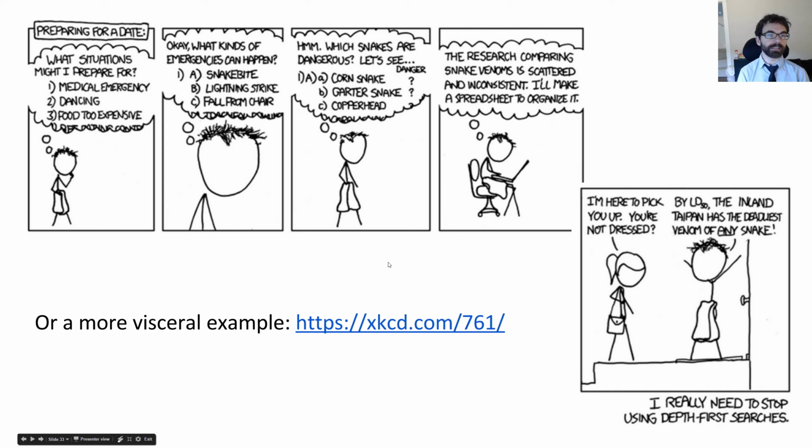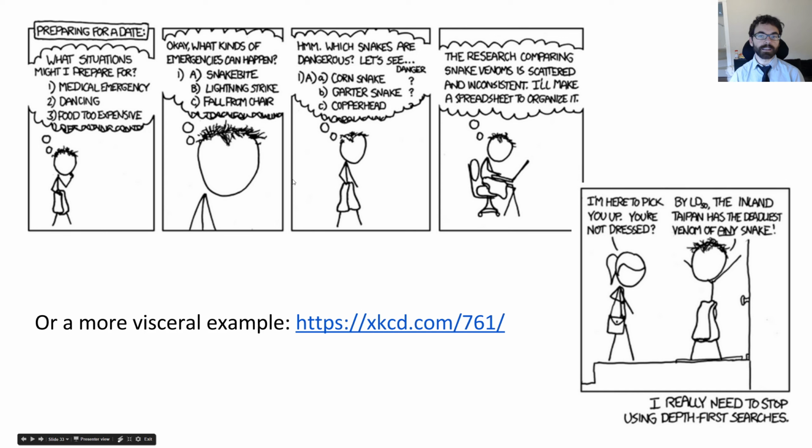So imagine you're preparing for a date. Okay, so what do you need to think about for the date? Medical emergencies, dancing, the food's too expensive. Okay, well, let's first start with what kind of emergencies. Well, there could be a snake bite, lightning strike, you could fall from your chair. Can't quite read that. It's a challenge to the reader. Okay, well, what snakes are dangerous? Well, let's see, there's corn snakes, garter snakes, copperheads, and so forth. And eventually you find yourself reading about snake venoms, and you need a spreadsheet, okay?